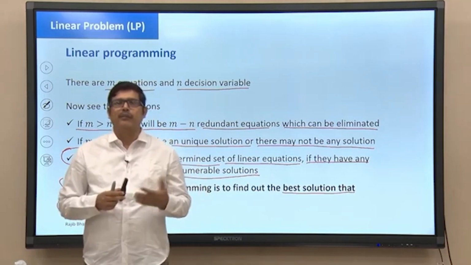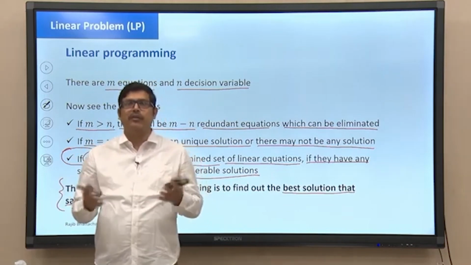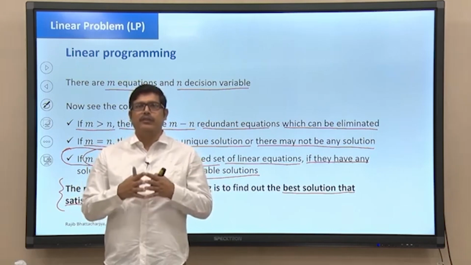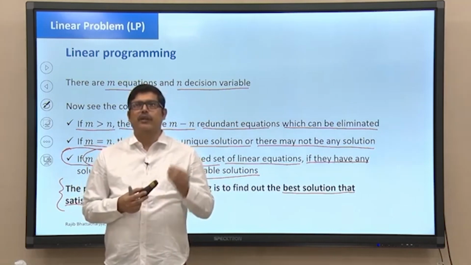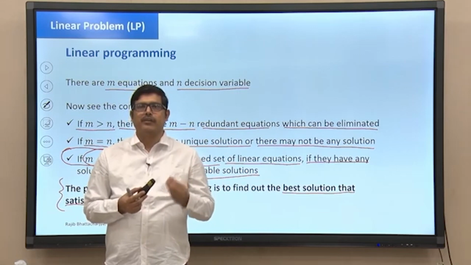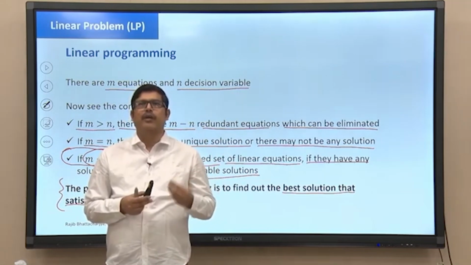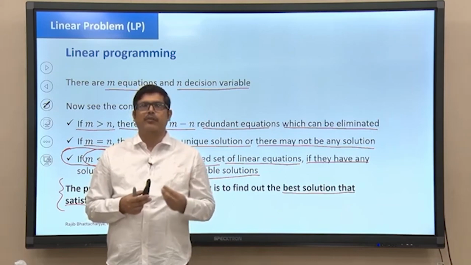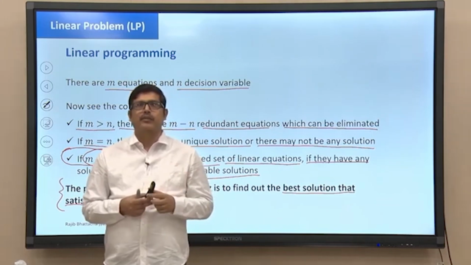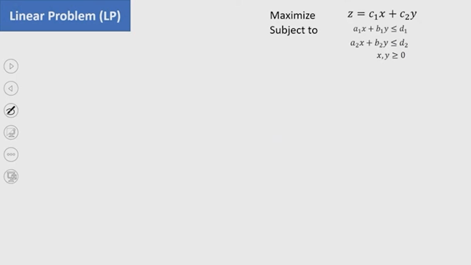So, we have multiple solutions, we may have innumerable solutions, and out of these solutions we would like to find out the best solution, and that is the function, or you can say the objective, of linear programming. So, we would like to find out the best solution.